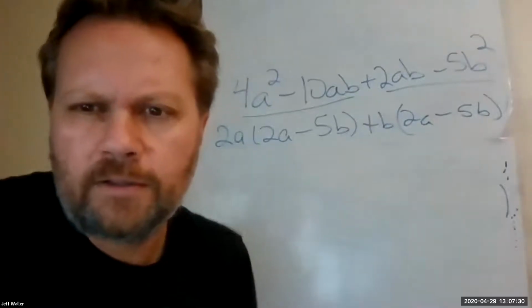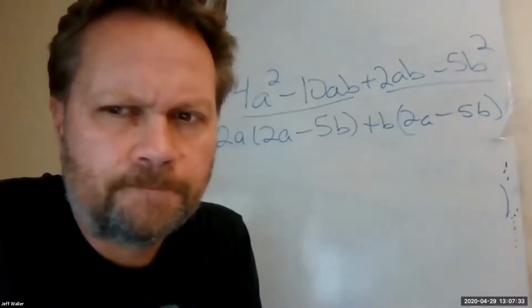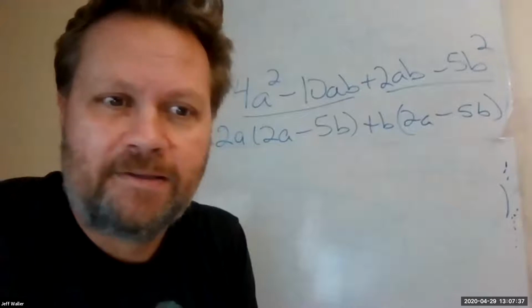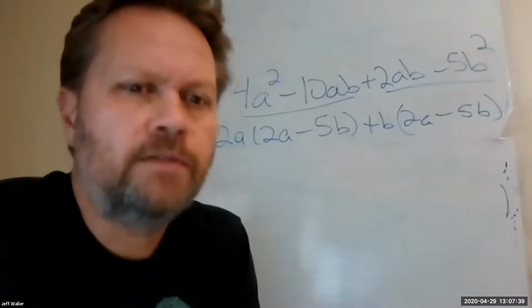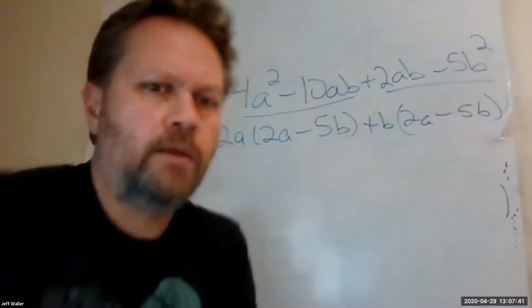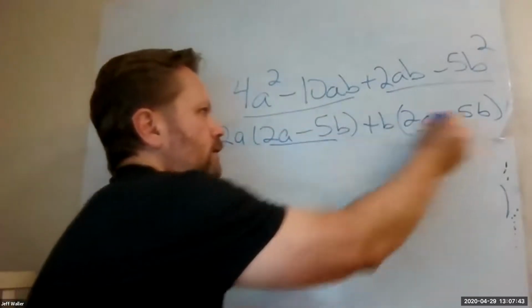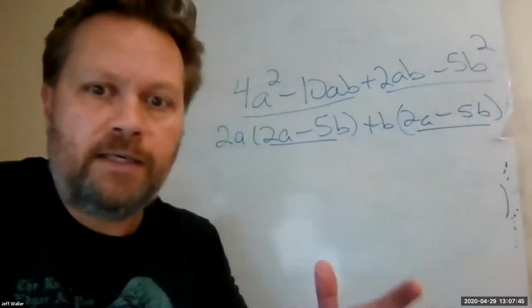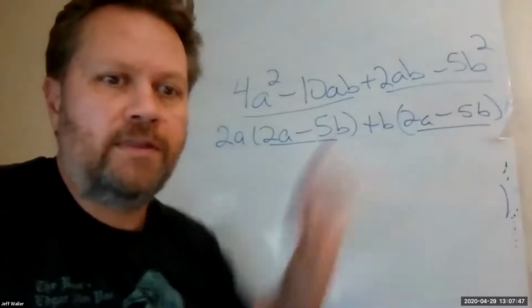Because you can both distribute 2A. What? All right, let me see. Kayla, what's up? They're both 2A minus 5B. Yeah. Right? I can't do the next step unless these are the same, because the next step is take out the thing that's the same.